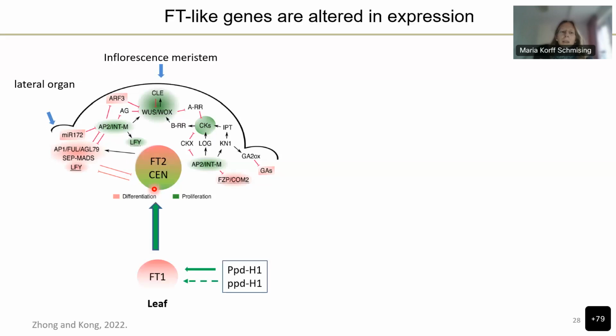Now in barley, of course, there are homologs, and another FT-like gene is called FT2, and CENTRORADIALIS, which is a TFL1 homolog in barley. And of course, as already introduced, we know that PPD-H1 is important for the induction of FT1 in the leaf, but then presumably moves to the inflorescence and induces this switch from a vegetative to reproductive meristem.